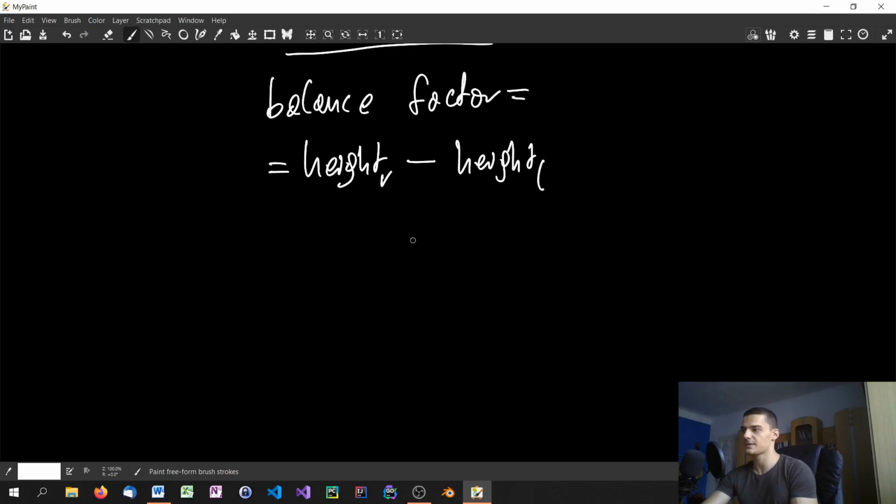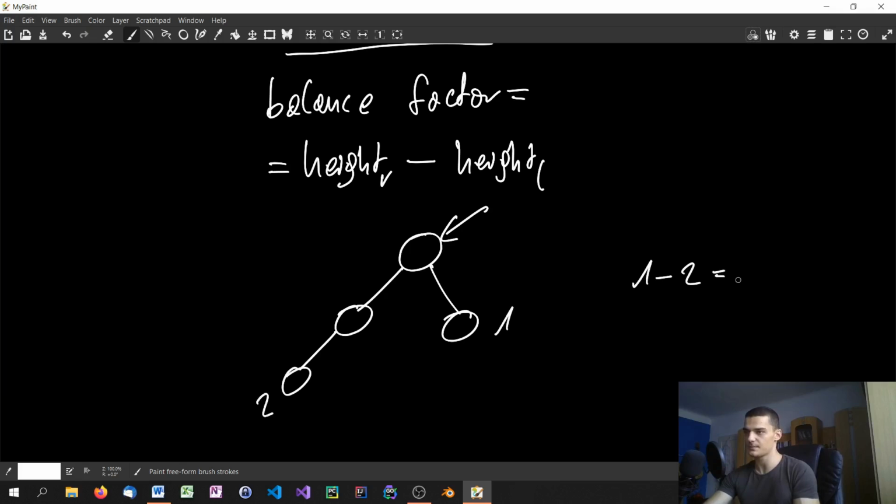So let's say we have a simple node here, and we have a left child and a right child. If we want to calculate the balance factor for this particular node, we get the height of the right subtree, which is obviously 1, minus the height of the left subtree, which is also 1. So in this case, the balance factor would be 0. Now, if we have one more node here, we would have a height of 1 here and a height of 2 here. So 1 minus 2 is minus 1, and this node would have a balance factor of minus 1. If we have 2 here and 1 here, the balance factor would be 1. So this is how we calculate the balance factor.